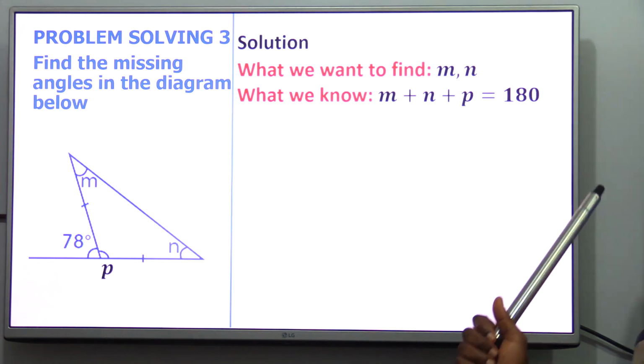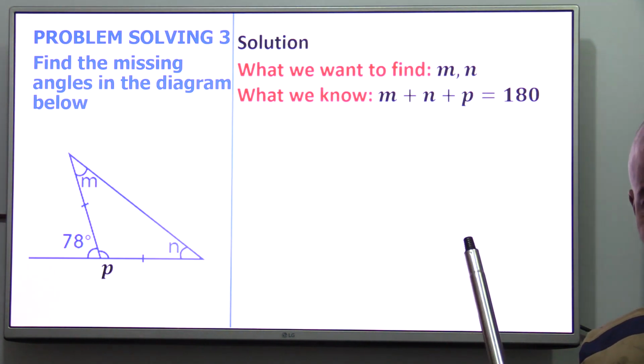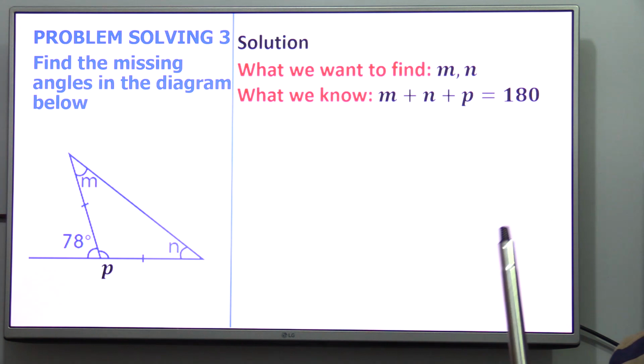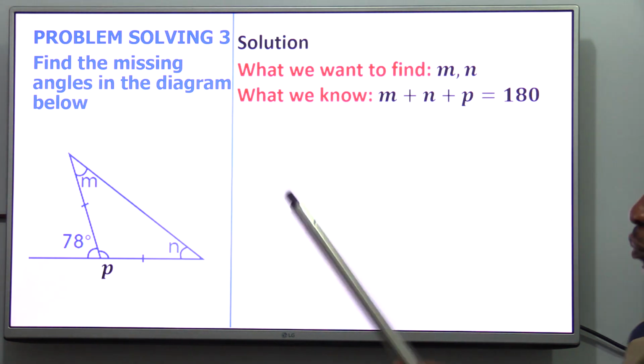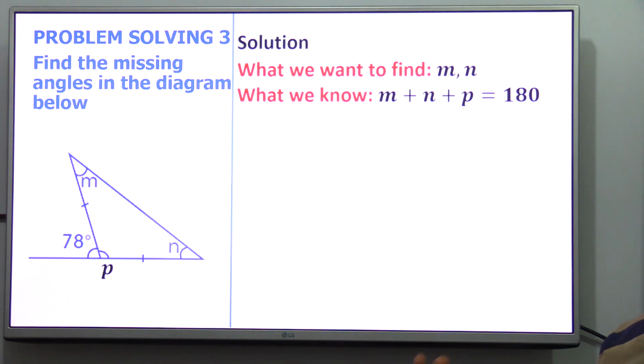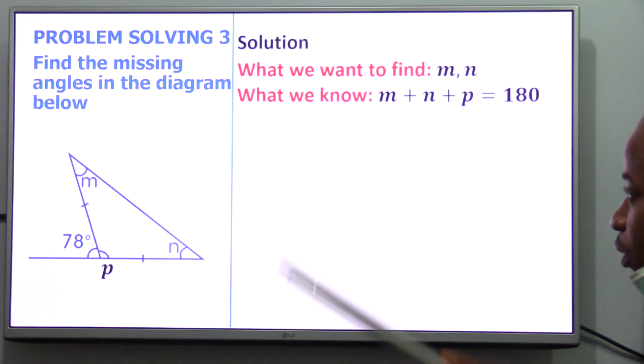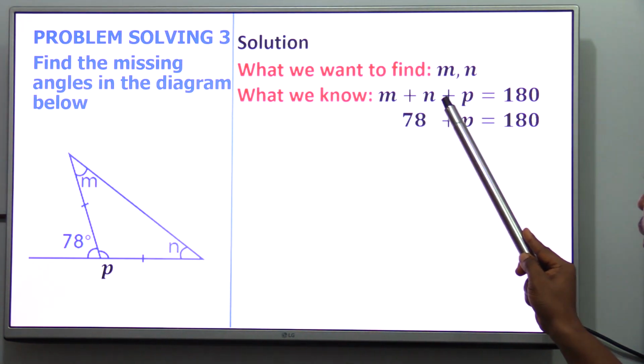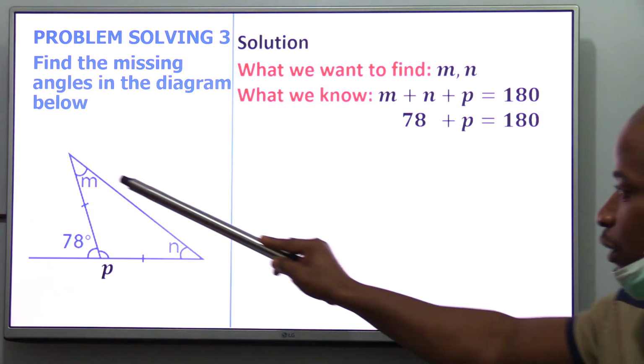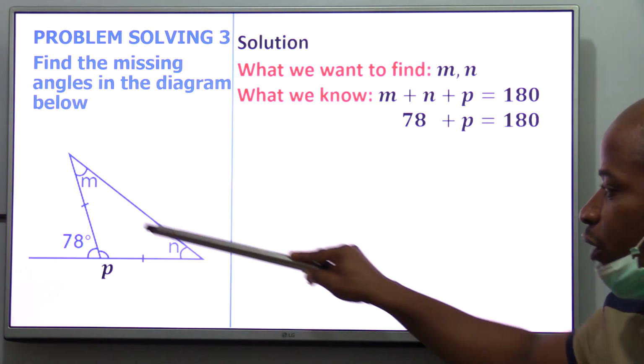Now this is looking formidable. I don't want you to be frightened. Just write what you know. Don't be scared that, M plus N, hey, I don't understand M plus N. No, don't worry about that. You will see how we're going to solve this, and you will realize that it is really very simple. So write the three angles. M plus N plus P is 180. That is for the inside of the triangle.